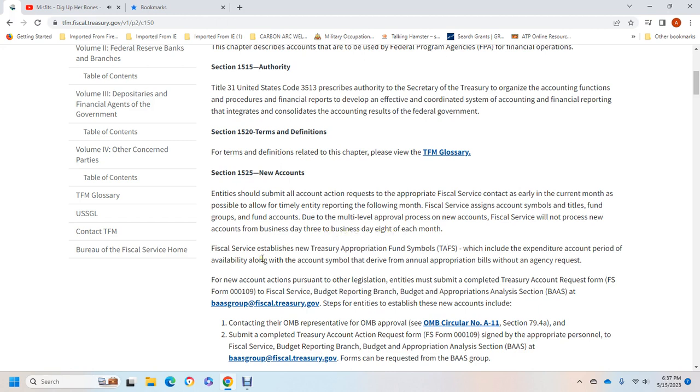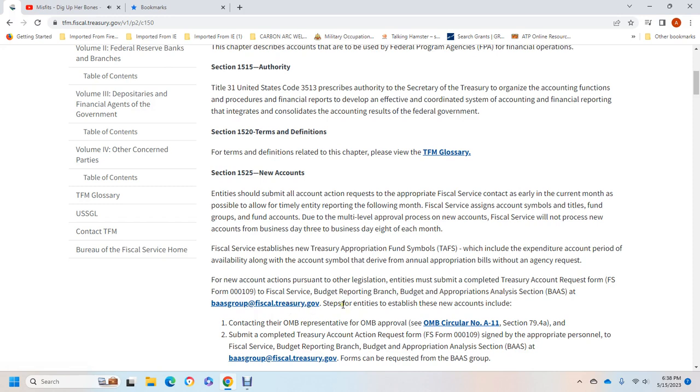Official Services established the new Treasury appropriation funded in symbols, which include the expenditure account and period of the availability along with this account symbol derived with the annual operation bill. The agency request for the new account pursuant with the legislation needs to be submitted with a completed Treasury account request form, Standard FS Form 000-109, to Official Service Budget Reporting Branch, Budget Operations Analysis at BAAS Group at financialtreasury.gov.